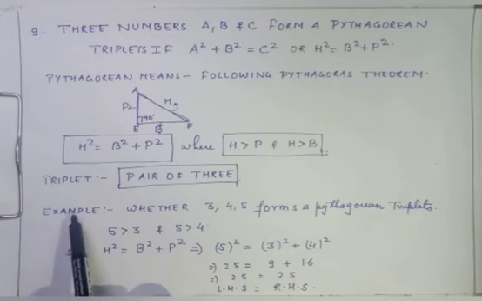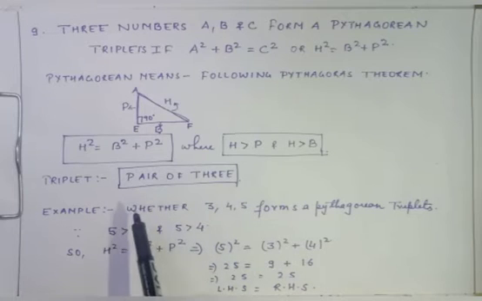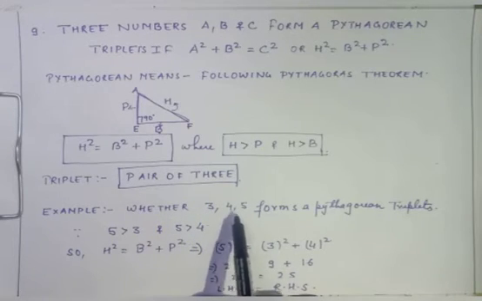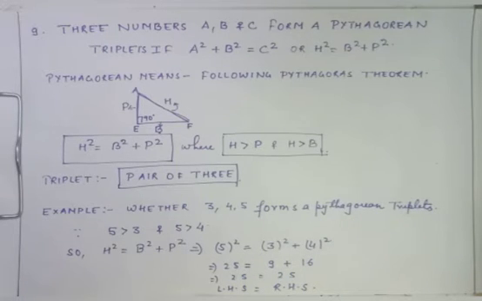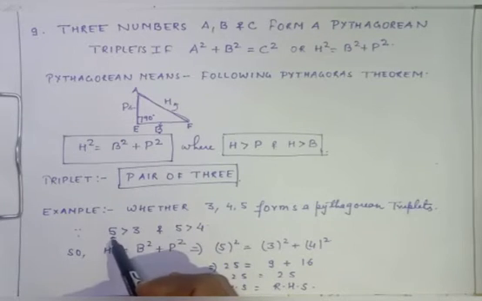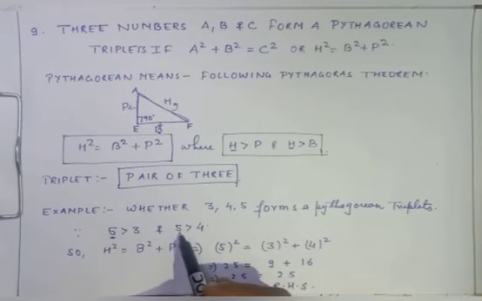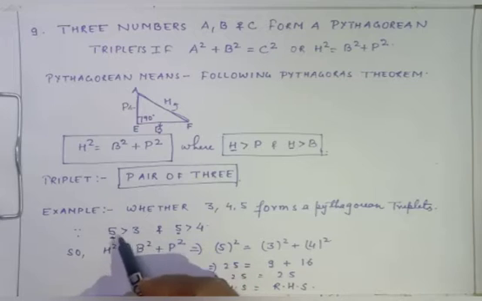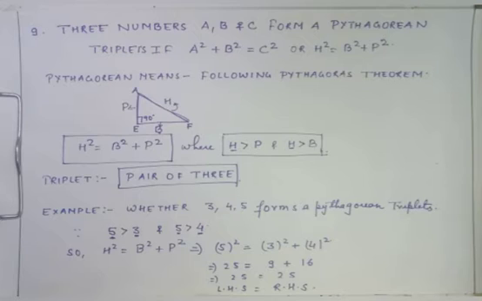Let us take an example so that it will be clear to all of you. Find whether 3, 4, 5 forms a Pythagorean triplet. As you know, 5 is greater than 3 and 5 is greater than 4. So it is the hypotenuse according to the condition. 5 is the hypotenuse, 3 is the base and 4 is the perpendicular.